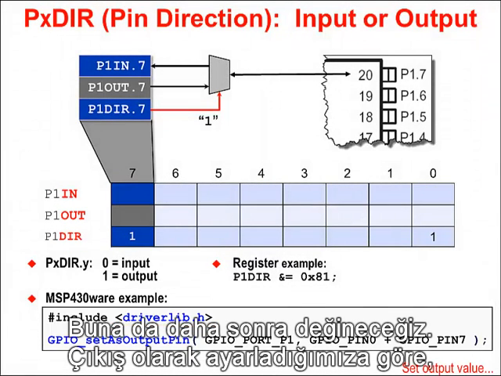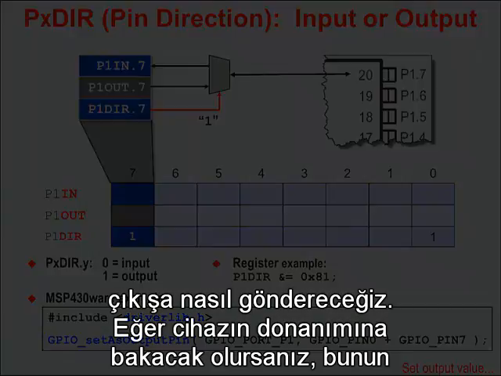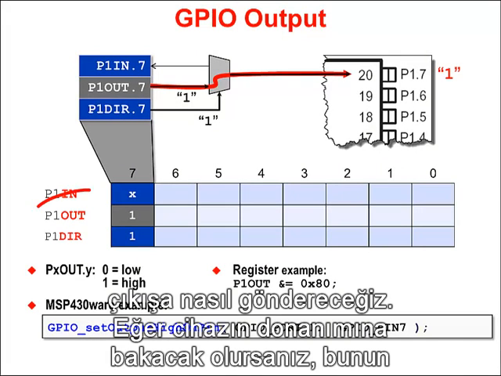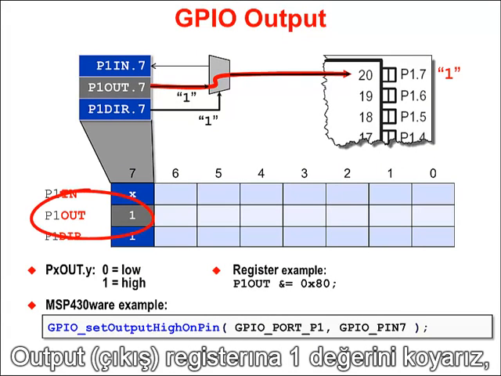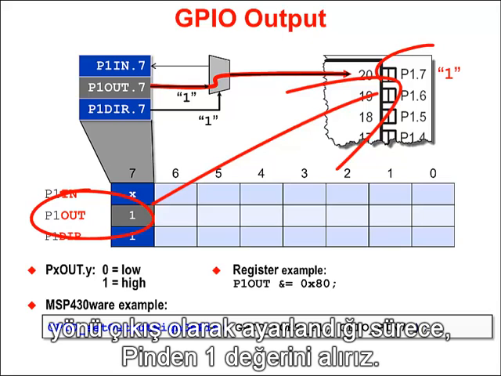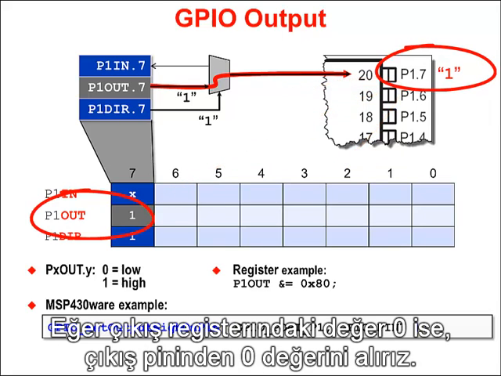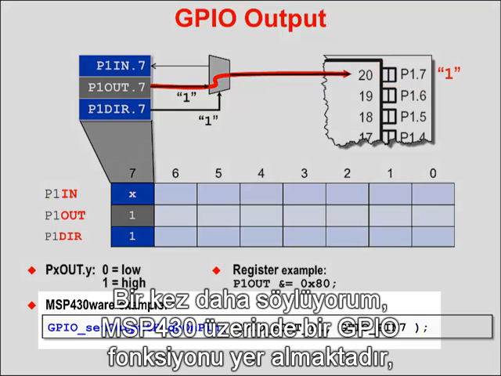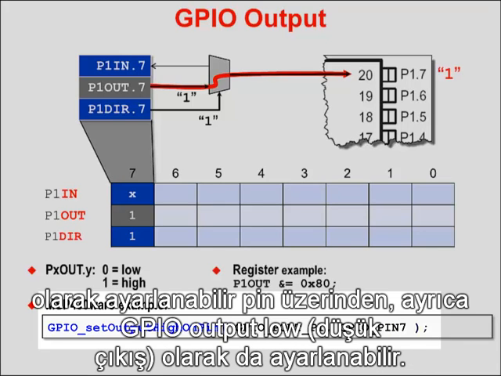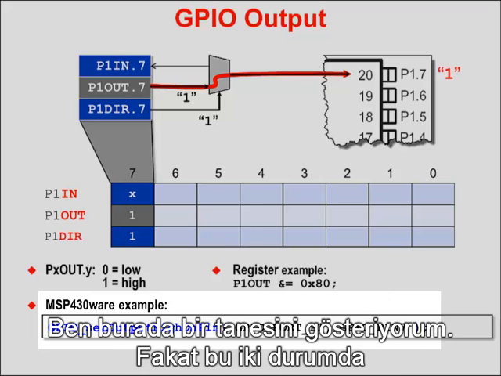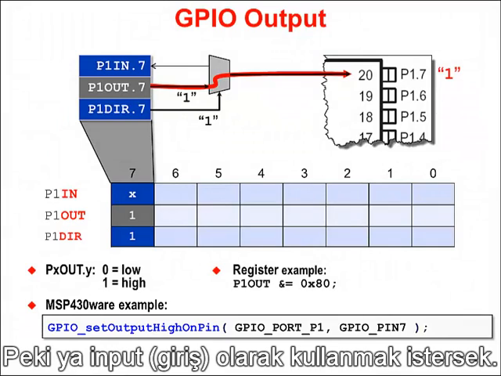So now that we've got it set up as an output, how do I set the output? That's done, if you look into the hardware of the device, with the OUT register. We just put a 1 in the output register, as long as the direction is set up as an output, and then we get a 1 out on the pin. Put a 0 in the OUT register, and that's what we get on the pin. Once again, there's a GPIO function in the MSP430 for that: GPIO set output high on pin. We also have GPIO set output low on pin. So I'm only showing one of the two here, but each of those allow us to control that output register.